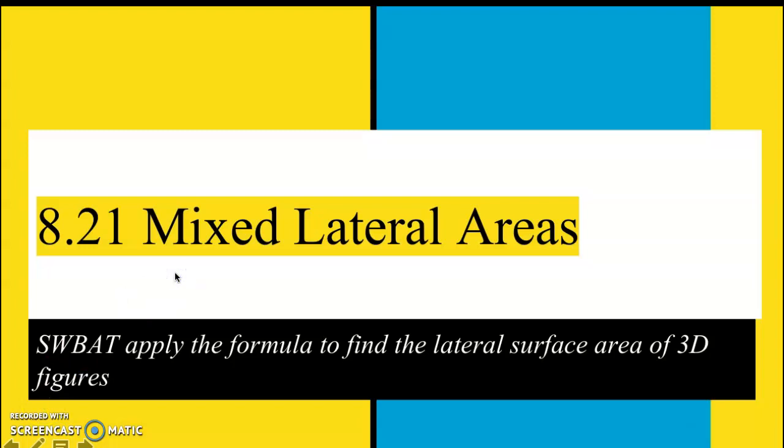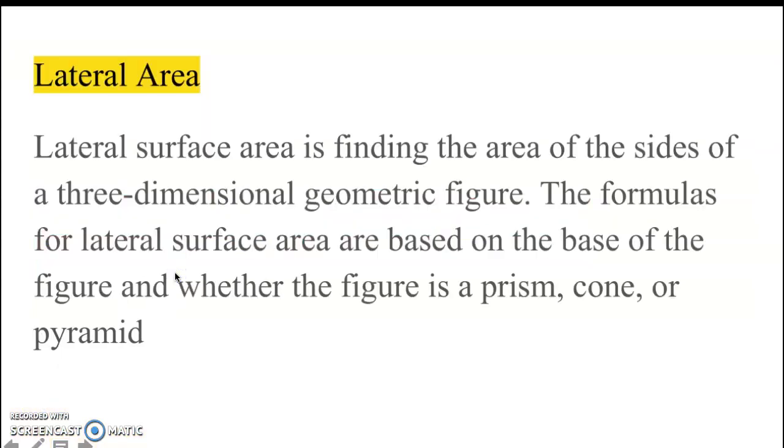Now, just before you get into anything, I wanted to take a look and reiterate what lateral area means. So lateral surface area is finding the area of the sides of a three-dimensional geometric figure. The formulas for lateral surface area are based on the base of the figure, whether it's a cone, a prism, or a pyramid, or anything of those sorts. So there's no single specific formula: for the cone there was a formula, for the cylinder there was a formula, and for the prism it kind of varies.